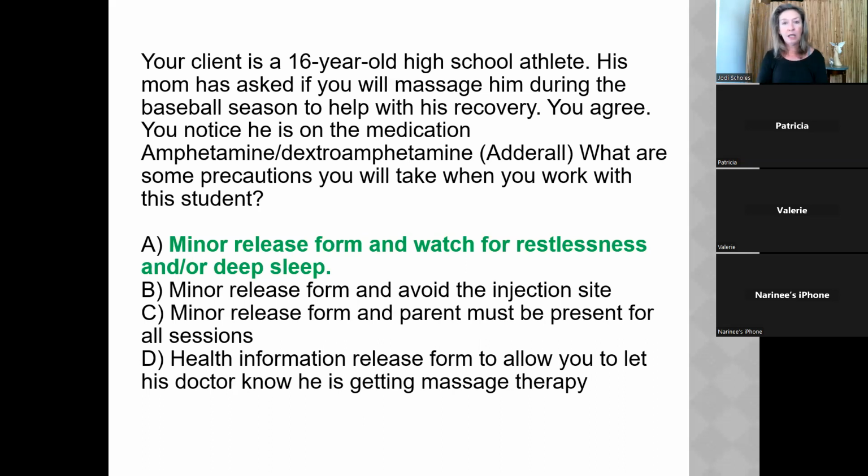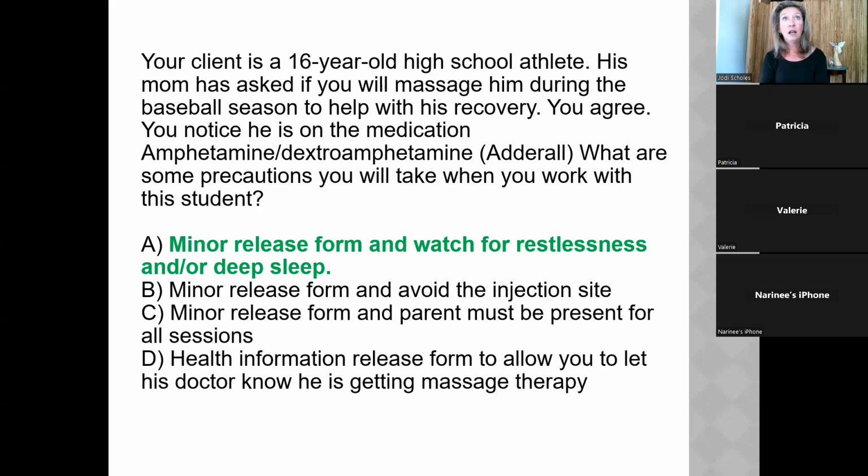I will read you the statement in case you can't see it. Letter C says, minor release form, and a parent must be present for all sessions. Yuli, tell me more about parent must be present. But you're on it.